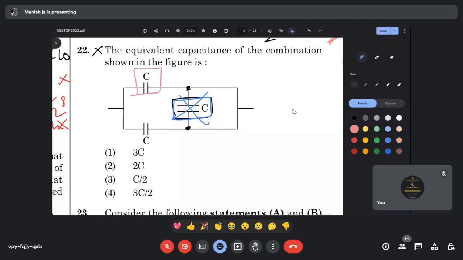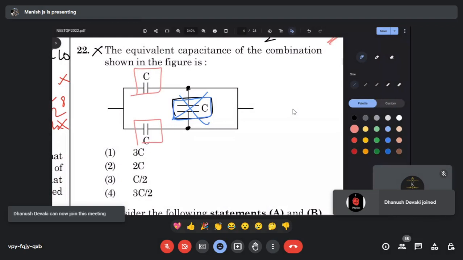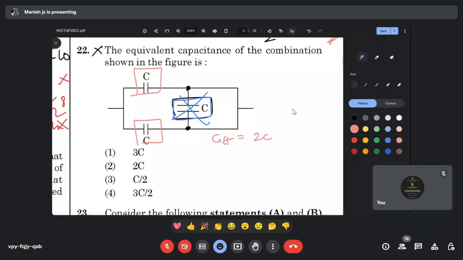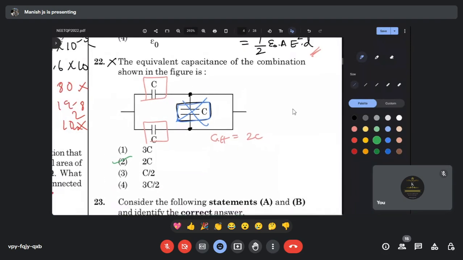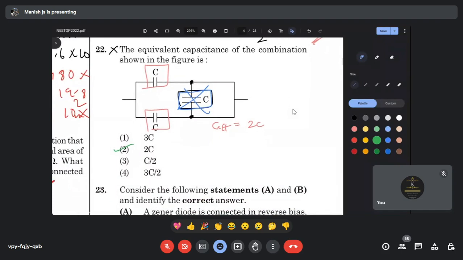அதுக்கப்புறம் நீங்க சொல்லலாம் இது ரெண்டுமே parallel இருக்கு. Parallel இருந்தா நீங்க டைரக்டா ஆட் பண்ணுவீங்க. So if you add, the effective capacitance will be 2C. 2C. That's it. So the correct answer is option 2. ஓகேங்களா? அவ்வளவுதான். So that is the only part. The part is you should identify what is the nature of the circuit and appropriately eliminate the galvanometer arm. Okay, once you identify it's a Wheatstone circuit.